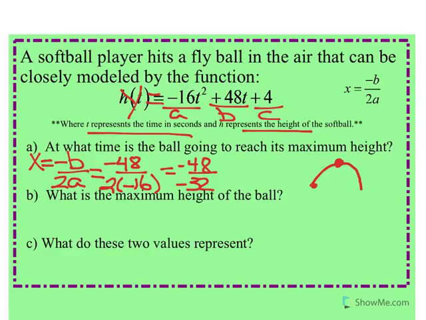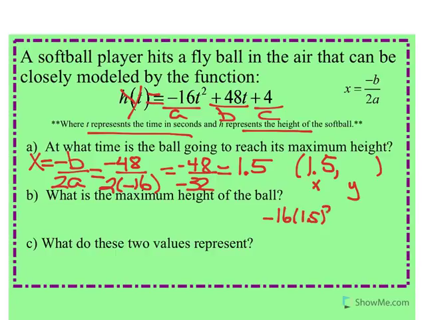Now, don't panic if you see a fraction, negative 48 over negative 32. We know a negative over a negative is a positive, and in our calculators, if we type in 48 divided by 32, we get a nice number of 1.5. So if we are looking at the vertex, we know the x-coordinate is 1.5. What we need is the y-coordinate now, and then we'll have our vertex. Well, we're going to take a moment and sub in that number. We'll have negative 16 times 1.5 squared plus 48 times 1.5 plus 4.